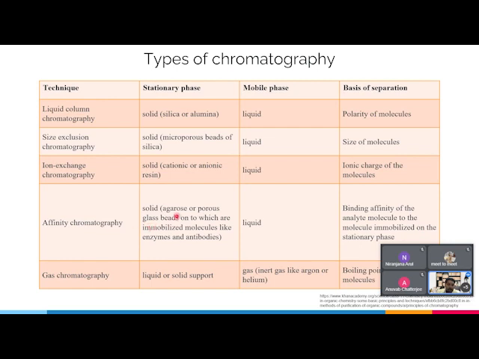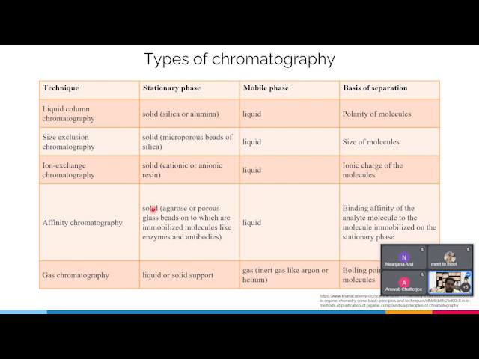Affinity chromatography is a bit more advanced than the other ones. What happens is that the solid column or the solid stationary phase has various binding sites to which substances in the mobile phase can bind, and these binding sites are specific. And what happens is that only the molecules that bind to a binding site can stay stuck to the column and everything else just flows through.